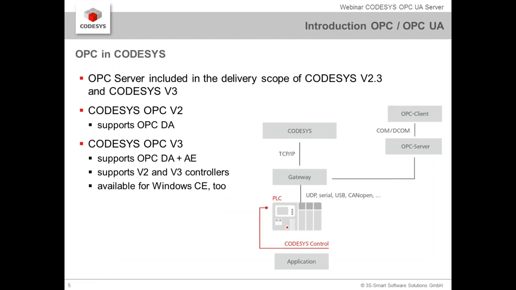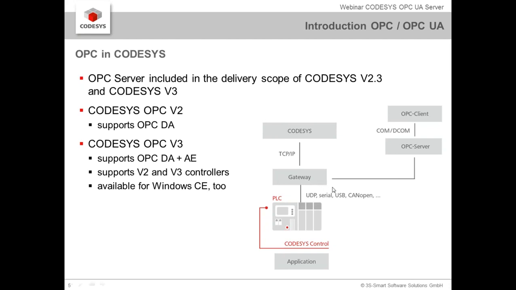Now CODESYS has supported OPC for a very, very long time. So even for version 2.3 and of course for version 3, OPC is supported. There are different profiles, for example data access, which is supported for version 2, and data access and alarms and events, which is supported by the newer OPC server. By the way, this new OPC server is able to handle both CODESYS version 2 and CODESYS version 3 controllers, and it's available as well for Windows CE, as these communication services are available there as well.